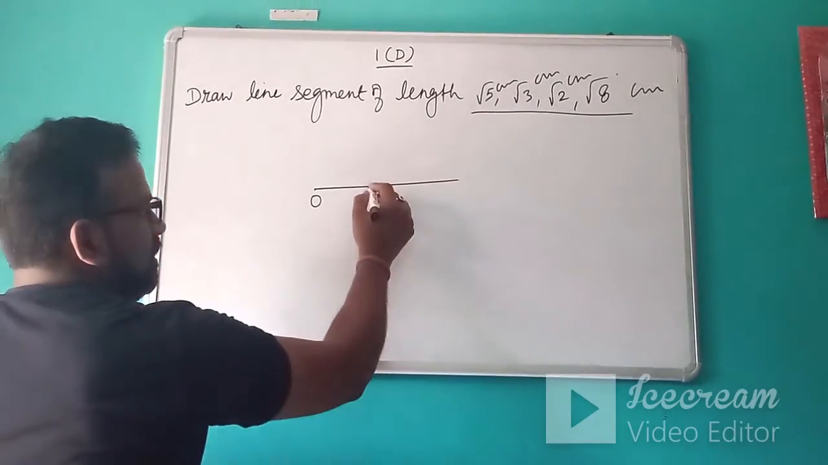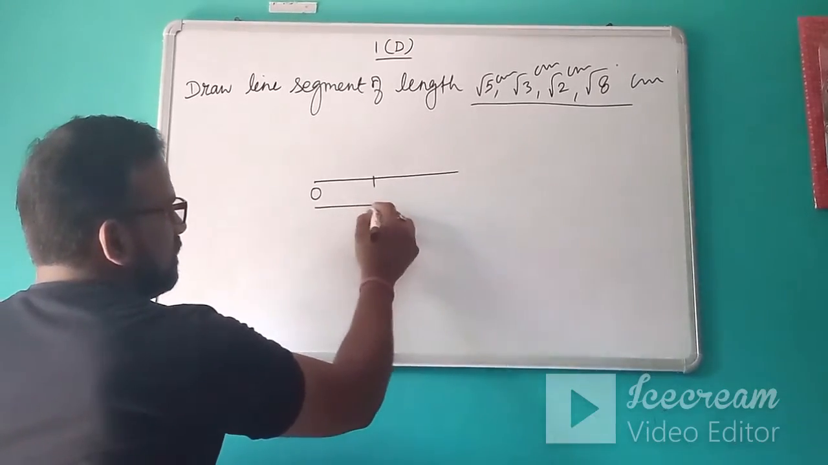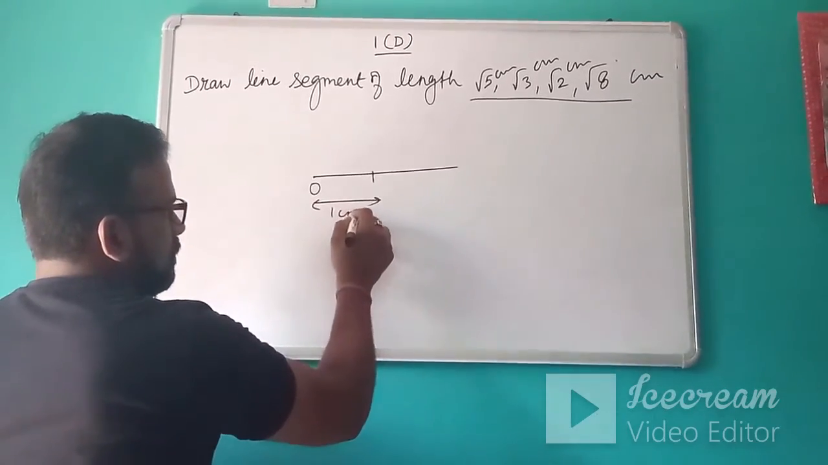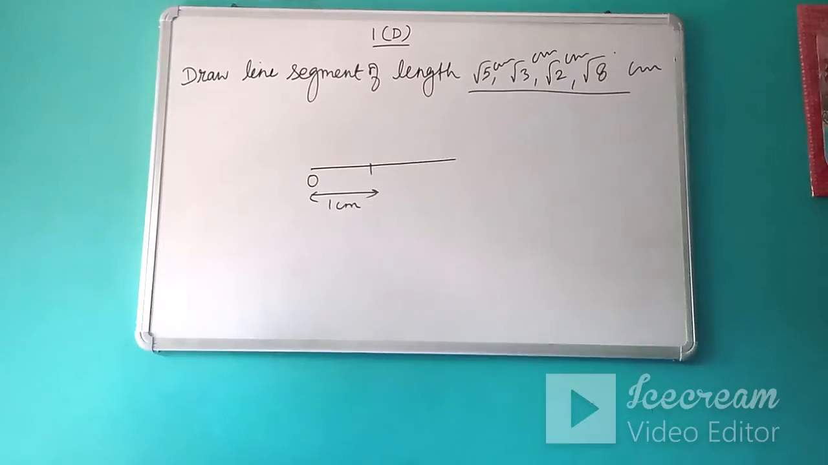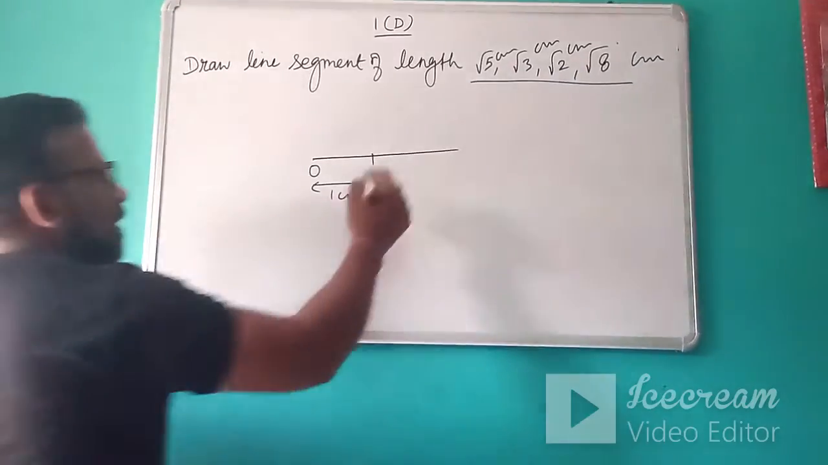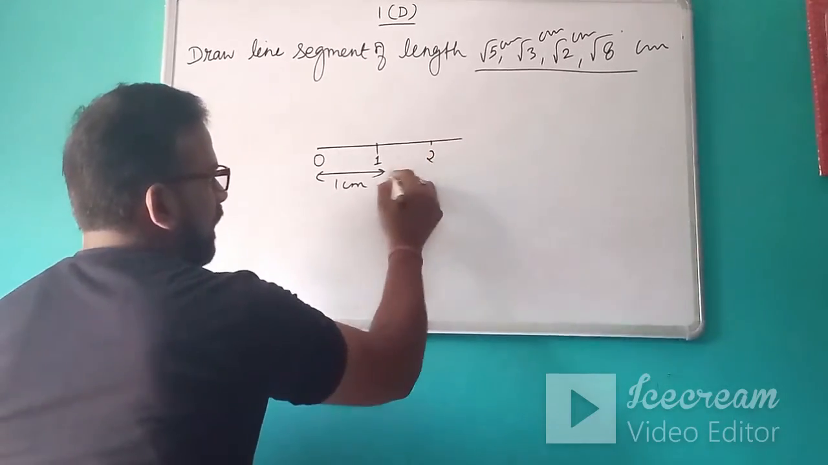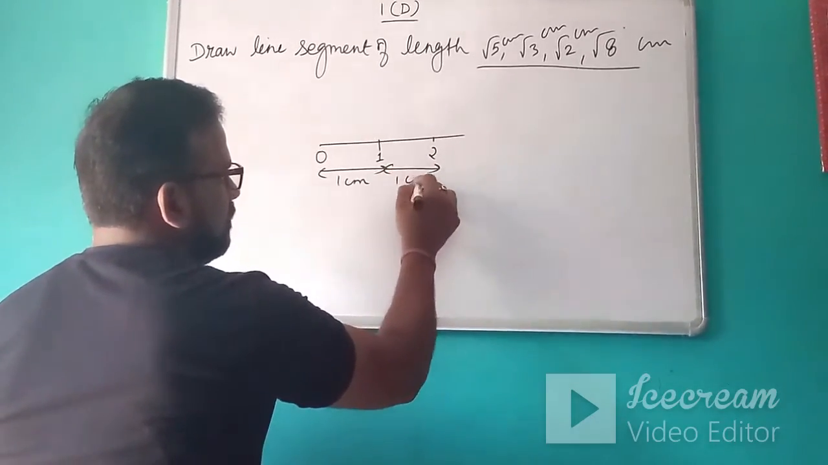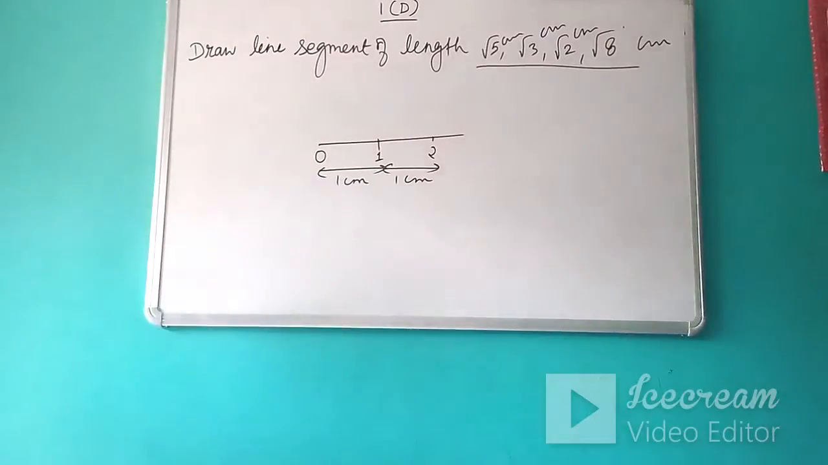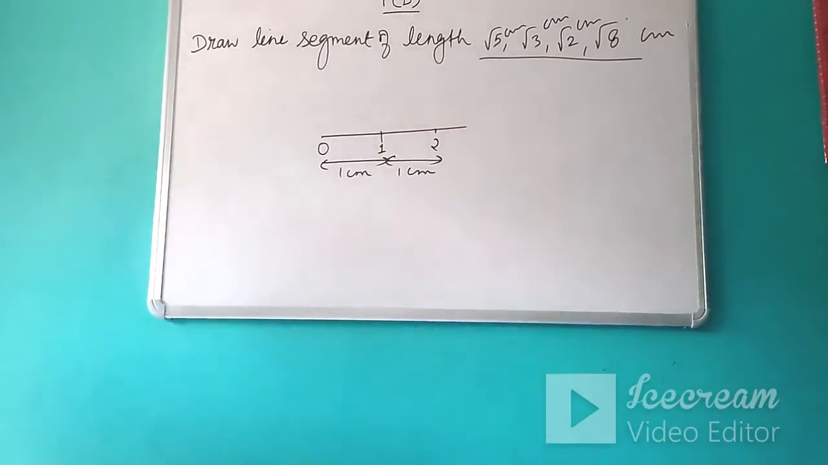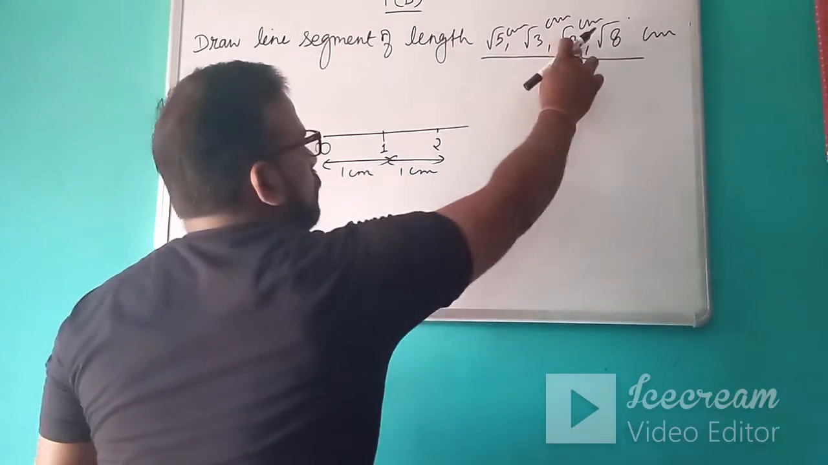Then you will measure on the scale, this length is, suppose, 1 centimeter. Then what we will do, this is your 1, then again at 1 centimeter distance you will draw the line segments. So suppose I need root 2.